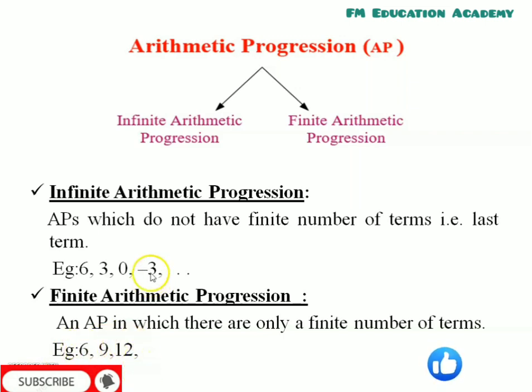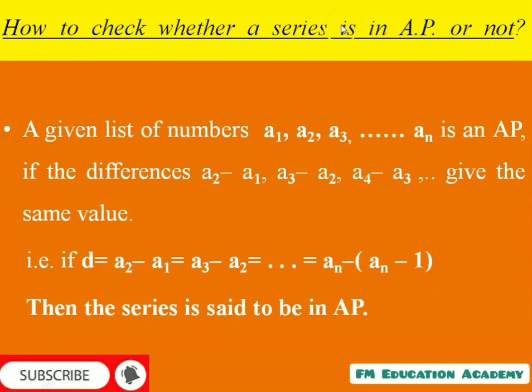The terms are ending here, whereas in this case the series is going on. That is why it is called an infinite arithmetic progression. You have both these types in case of arithmetic progression. Now, how to check whether a series is an AP or not?